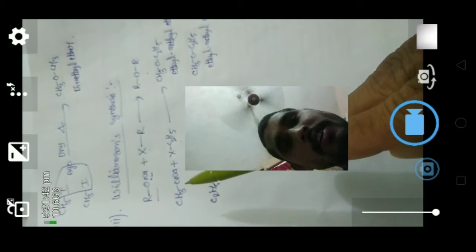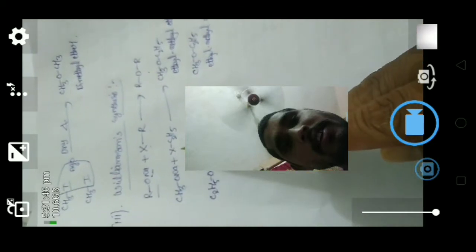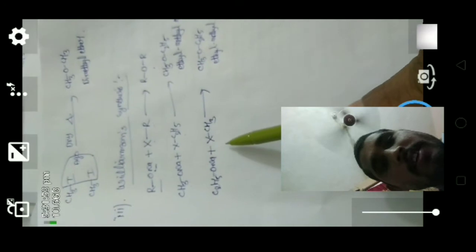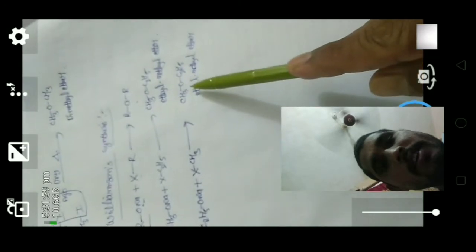So here in the first reaction, sodium methoxide reacts with ethyl halide. Here sodium ethoxide reacts with methyl halide. In both cases we get the same product. Okay, we will see another example also here.